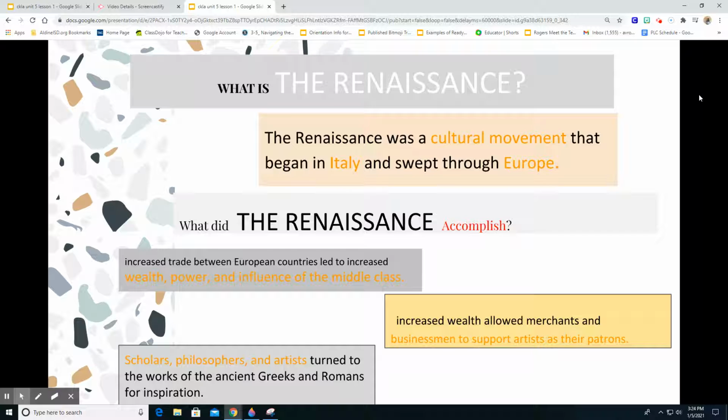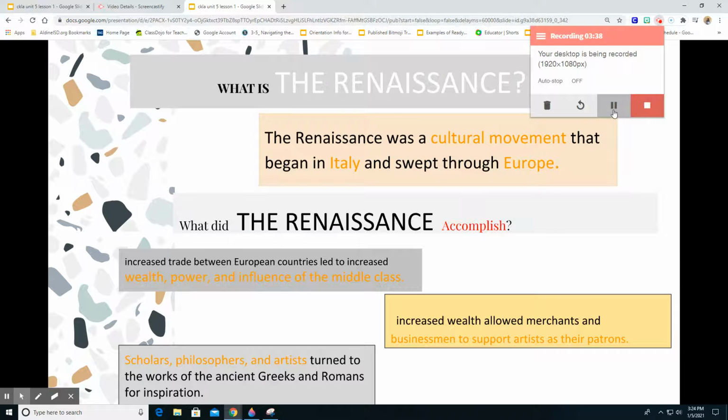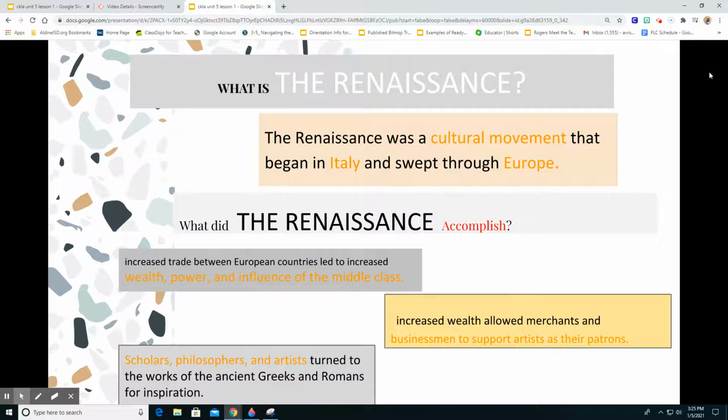What did the Renaissance accomplish? What happened? What took place during this time period? It was an increased trade between European countries, and that led to increased wealth, power, and influence of the middle class. So that's what it accomplished. Also, there was the increased wealth that they received from the trade. The increased trade allowed merchants, those are people that sell things, and businessmen to support artists as their patrons. So it allowed these merchants and businessmen to be able to pay these artists for different things and support them.